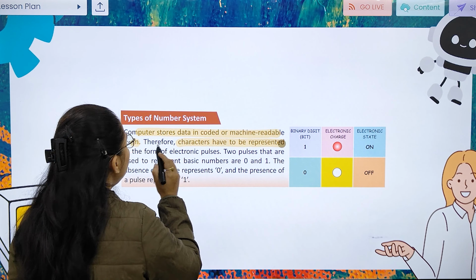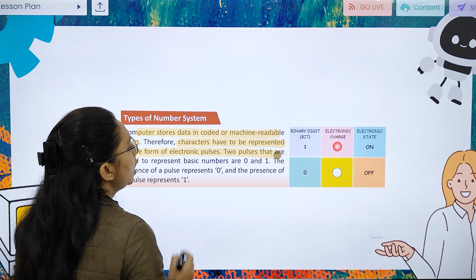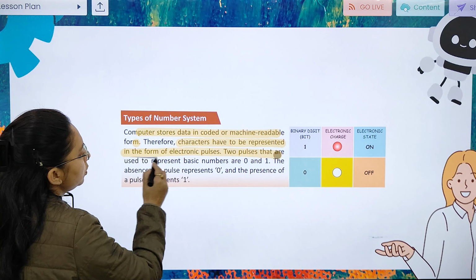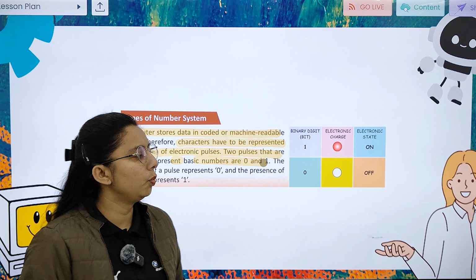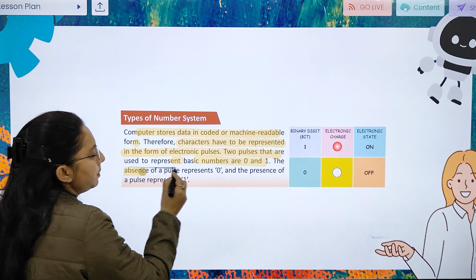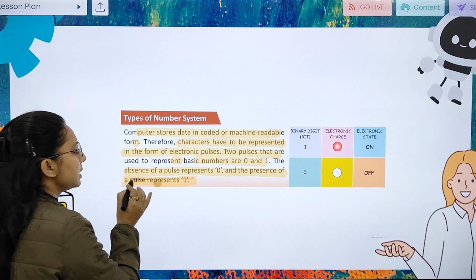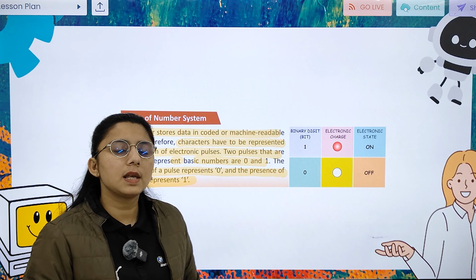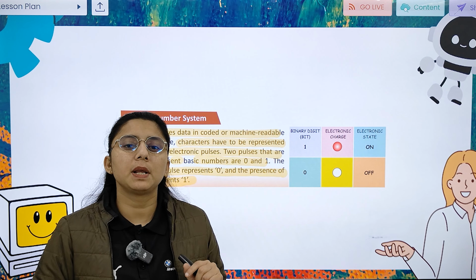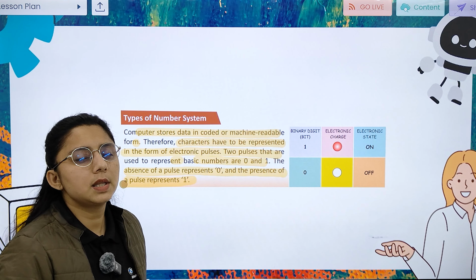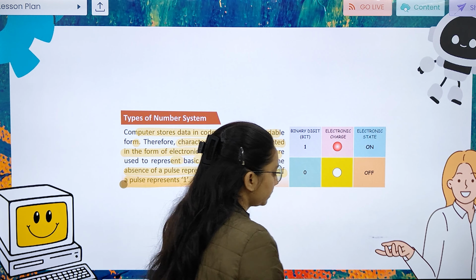Therefore characters have to be represented in the form of electronic pulses. We have two pulse states that are used to represent the basic numbers, and they are 0 and 1. The absence of a pulse represents 0 and the presence of a pulse represents 1. If there is an absence of a pulse, then it will be represented with 0. If there is a presence of a pulse, then it will be 1.